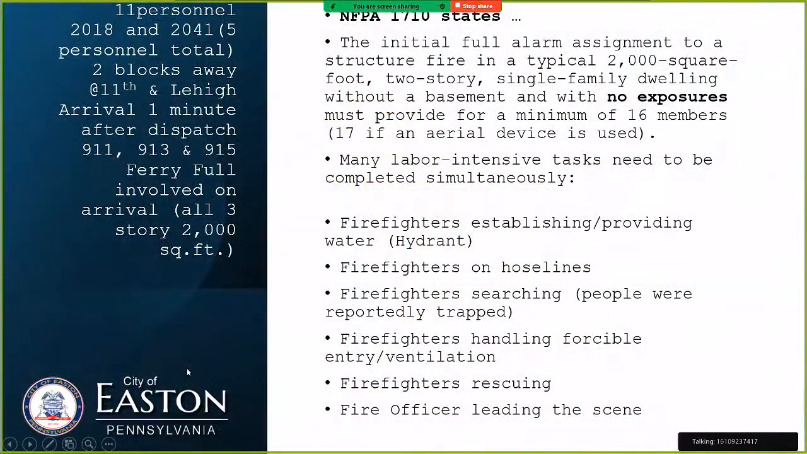Okay. So all 3 of those properties were involved in fire. They're 2,000 square feet with basements. And NFPA states for initial full alarm assignment for a structure with 2,000 square feet, 2-story, these were 3 single family with no exposures, these are row homes, that we should have a minimum of 16 to 17 people on duty. That reason is because of all the things that have to take place at the same time. So they're connecting to a hydrant, they're stretching hose lines. A lot of things take place that you might not realize, but it is a coordinated effort.